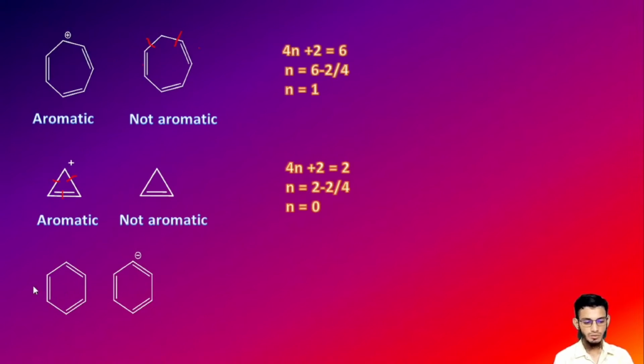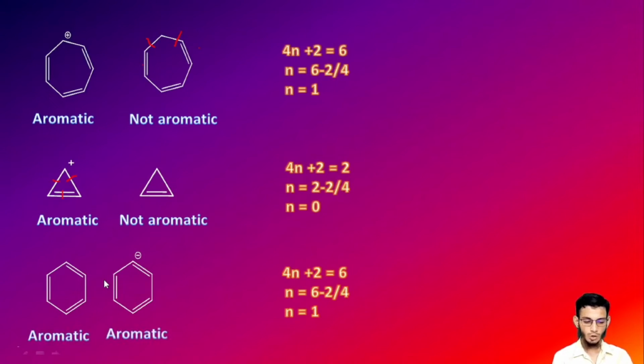Okay, in the previous section, 4n plus 2 is equal to 6, so n is equal to 1. Both are cyclic, planar, conjugated pi systems with 4n plus 2 pi electrons and flat molecules. I have discussed this in the above section. Okay, both are aromatic.